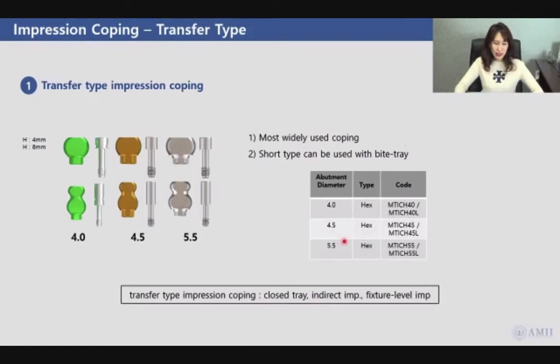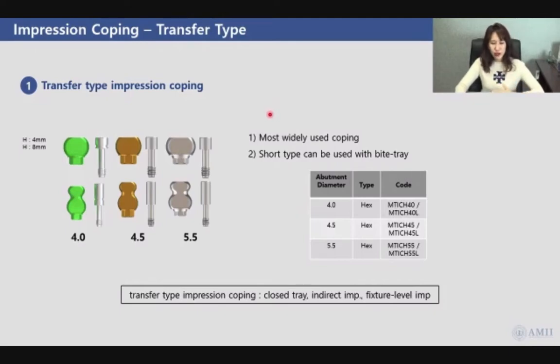So let me talk to you in detail then. It comes in two different lengths, 4 or 8 millimeters. And like I said, according to the magic post diameter, we have three different types, three different diameters. Different color coded.